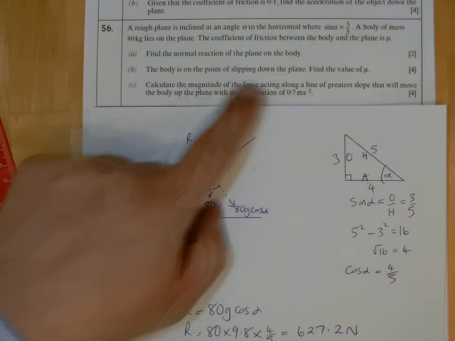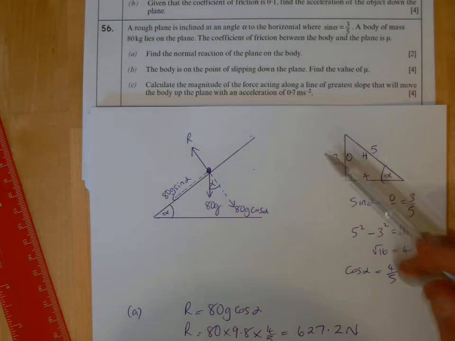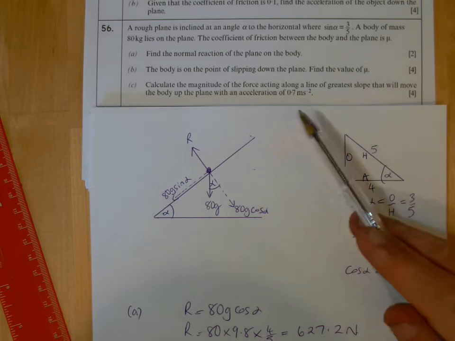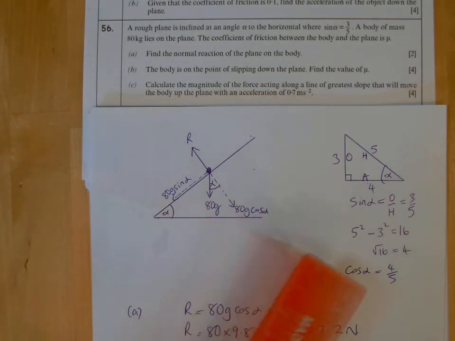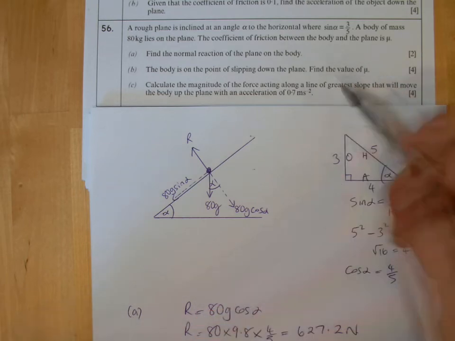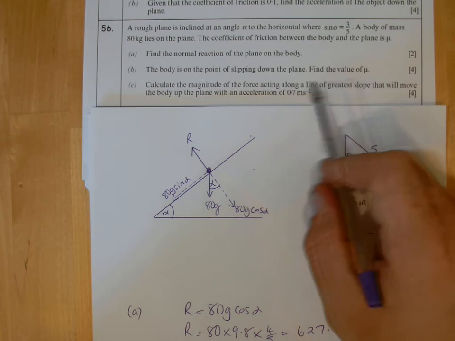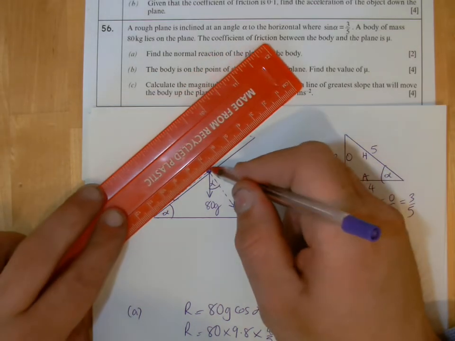So then part C says: calculate the magnitude of the frictional force acting along a line of greatest slope that will make the body move up the plane with an acceleration of 0.7. So now I'm going to use this diagram to help me. There's a force now being applied to this object along the line of greatest slope, in other words, parallel to the slope, and it's going to be pushing it up.